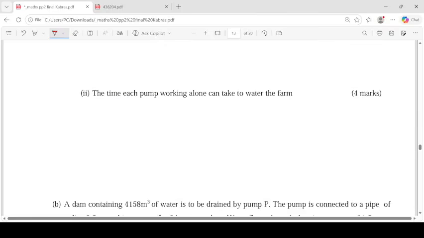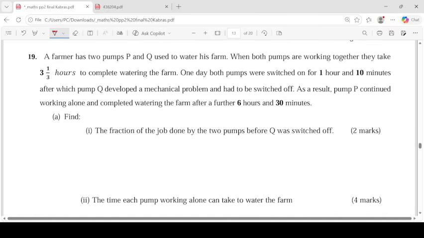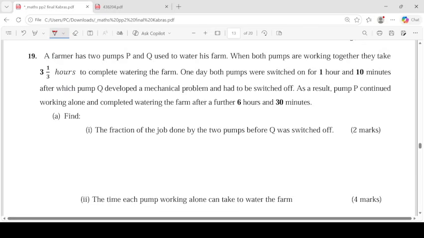Question number 19. I hope you are gaining something, dear learners. It is my hope that you are gaining something.